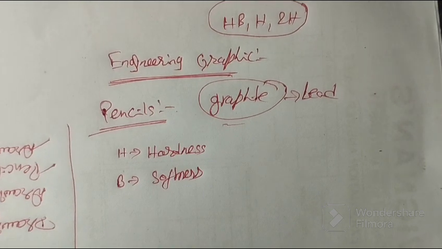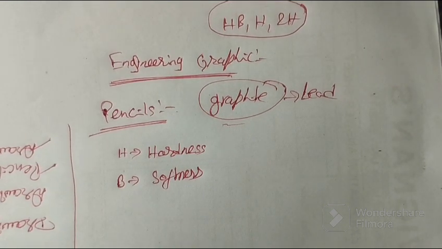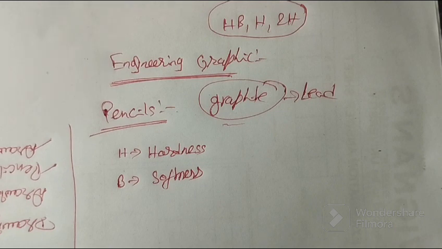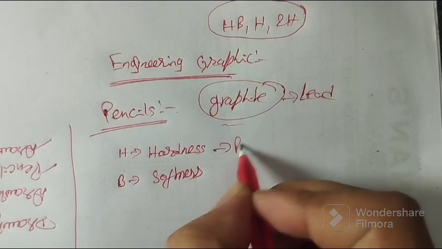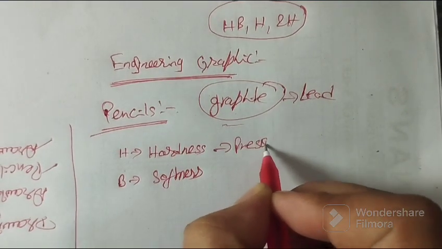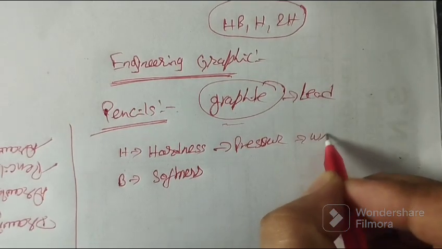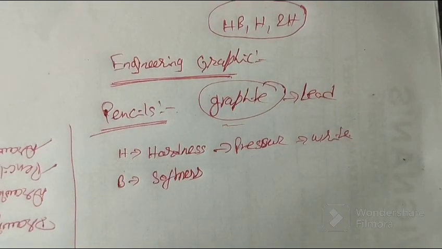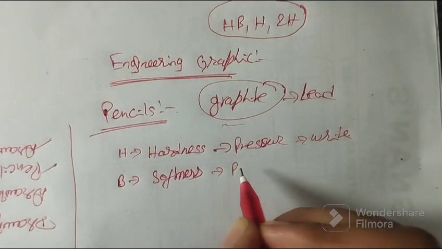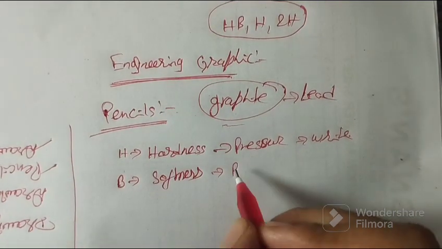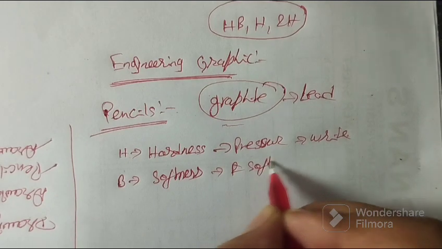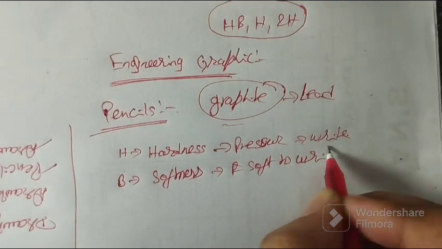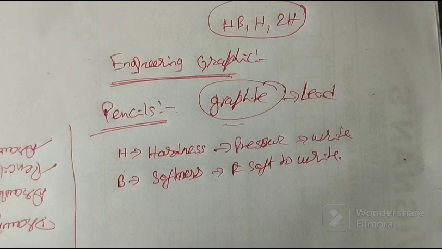So what does hardness mean and what does softness mean? It is so simple, as in the English language. Hardness means it is hard. Hard in the sense that we have to press or use pressure to write. And soft means we do not require great pressure to write. It is so soft to write. So with this hardness and softness we have different types of pencils.